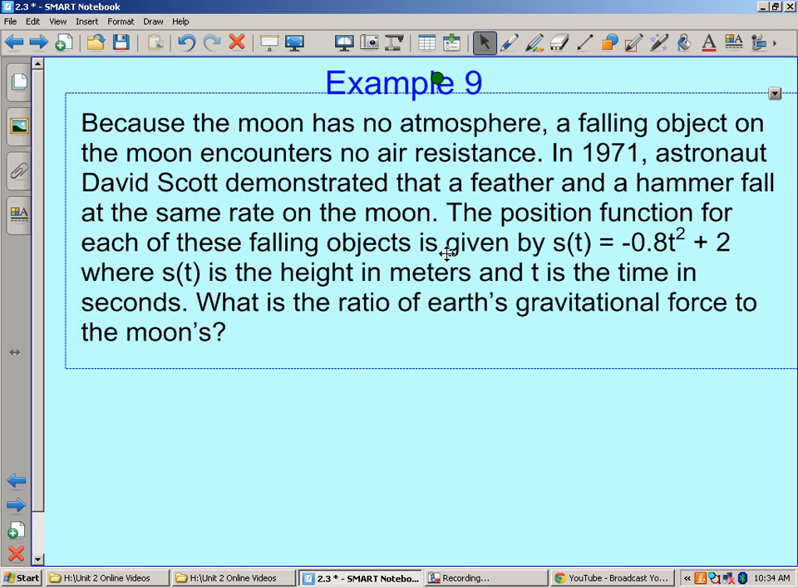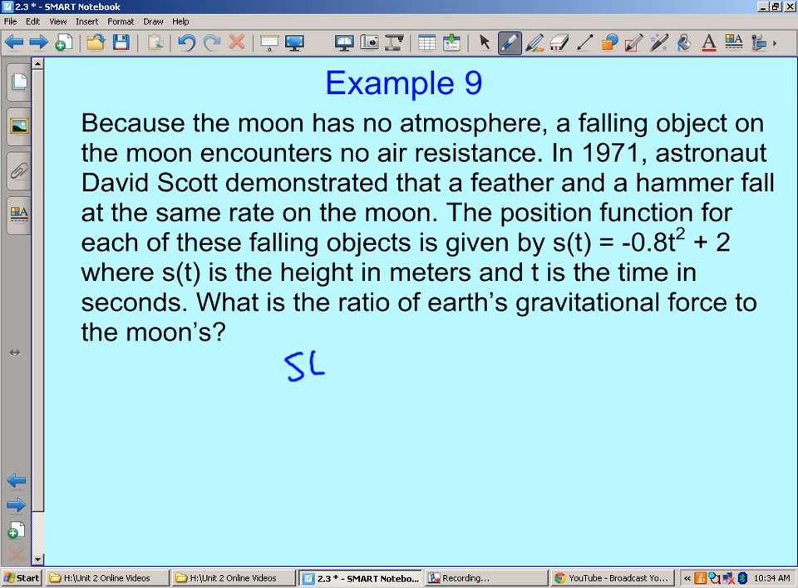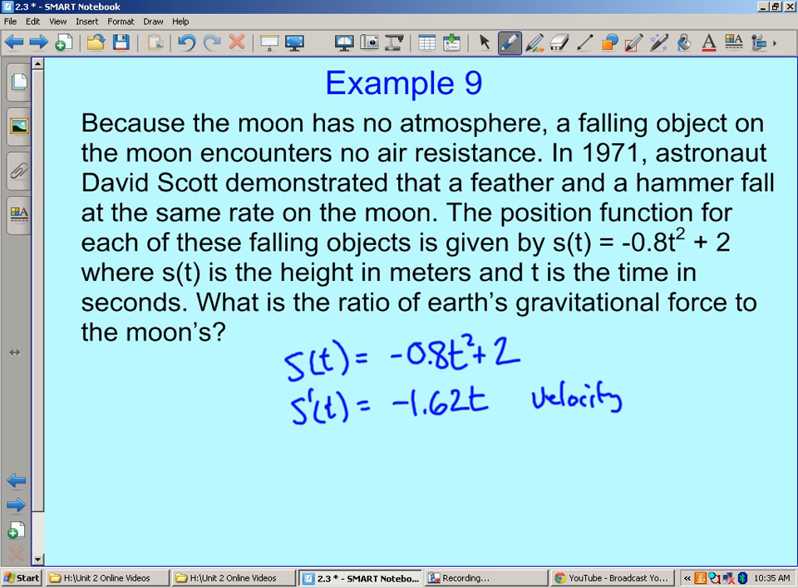We're going to say s of t is our position function, and we get negative 0.8 t squared plus 2. If I take the derivative of this, this will give me velocity, which is negative 1.62 t. This is velocity. And then if I take the derivative again, which is negative 1.62, this is acceleration, which is really what we're looking for. So the acceleration due to gravity on the moon is negative 1.62 meters per second squared.